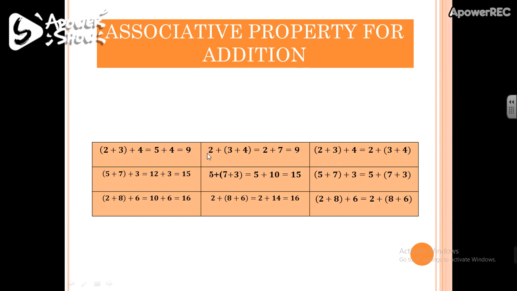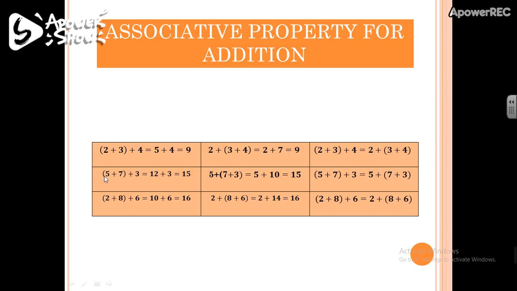In the second way, I am going to add 3 and 4 before. So 3 plus 4 equals 7, and now add 2 to it. So the answer is 9. In both ways, the answer which we are getting is the same. That means (2 + 3) + 4 is equal to 2 + (3 + 4).